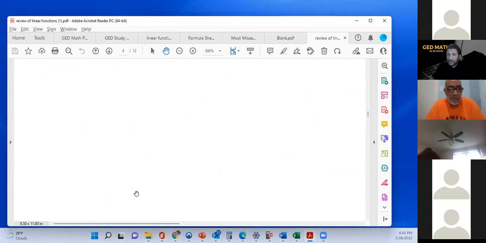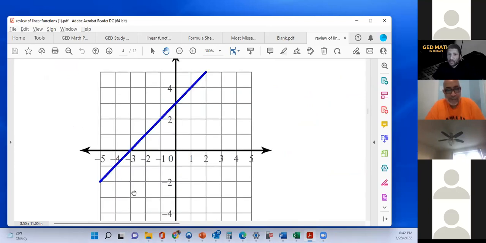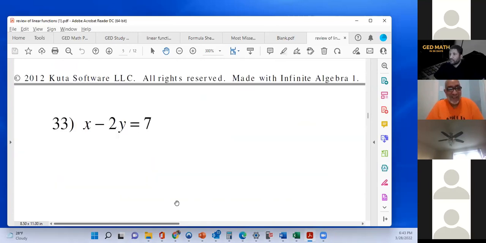Going back to the other equation, I did 6 over 6. Right, 6 over 6 reduces to 1. Okay, that's why I make sure that I reduce. You can use that point at -5.